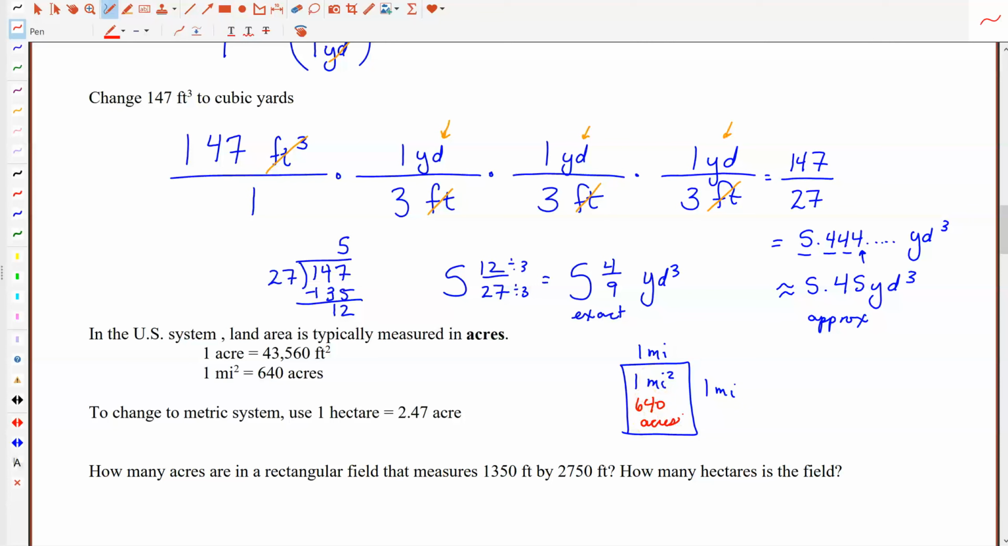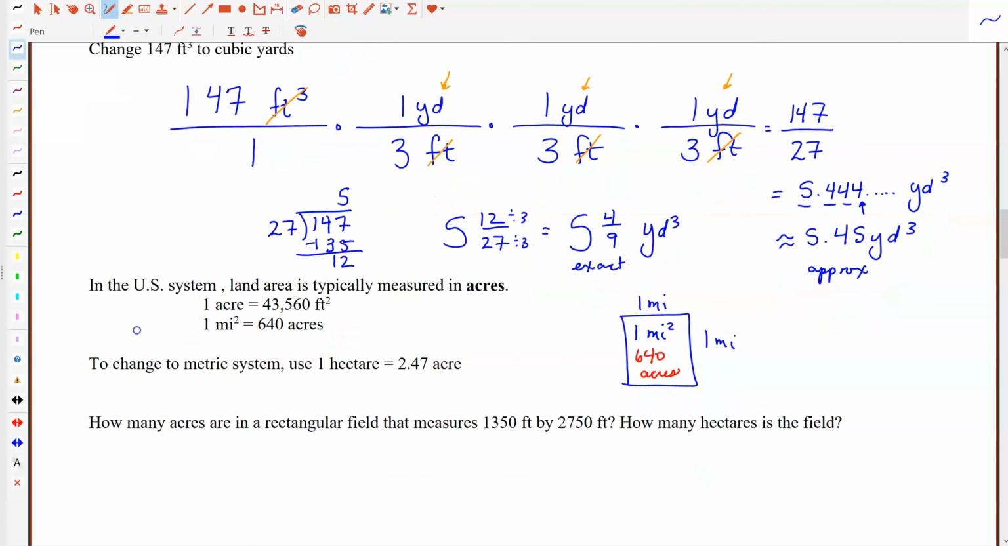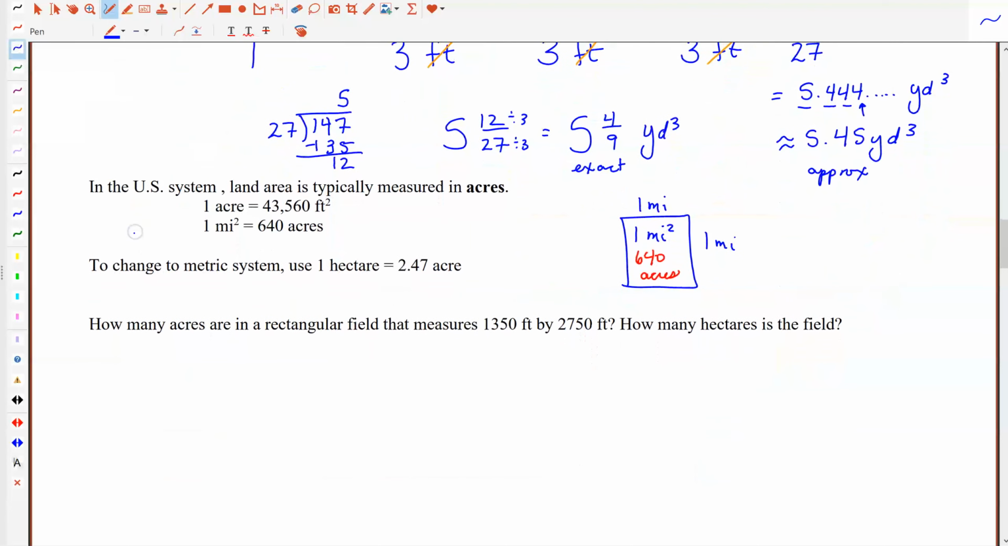So when we measure land in the U.S. customary system, this is our typical unit of measure, the acres. The relationship to how we measure land in the metric system, which is the hectare, is 1 hectare is equal to 2.47 acres. So as a problem relating this land measurement, question: how many acres are in a rectangular field that measures 1,350 feet by 2,750 feet? And then we'll find out how many hectares that field is as well.